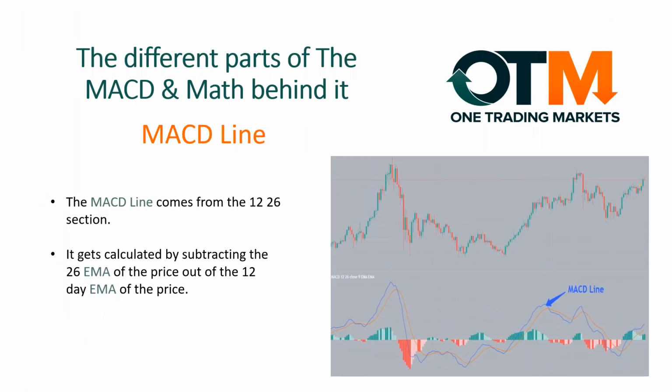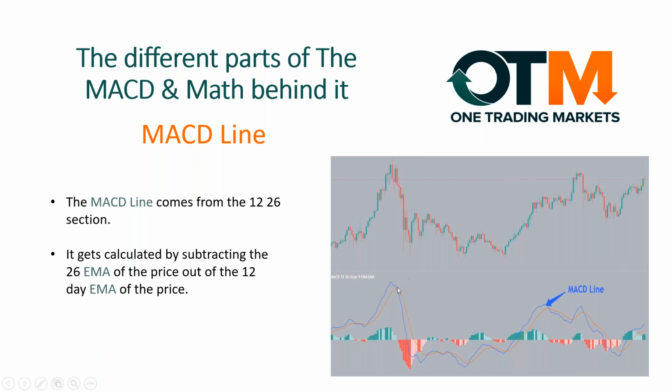Now let's talk about the MACD line. The MACD line comes from the 12 and 26 section. If you remember, I told you a second ago that the settings are 12, 26, and 9. So what is the 12, 26 section? The MACD is highly dependent on the moving averages strategy. For example, if we calculate the 26 moving average for the market, we're calculating the moving average of the last 26 candles.